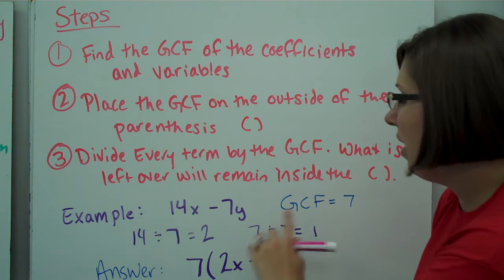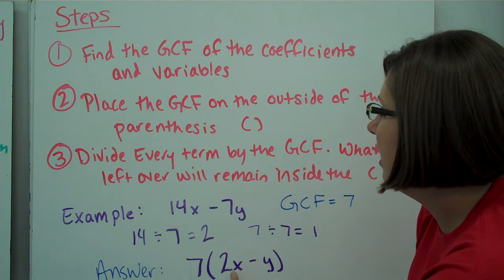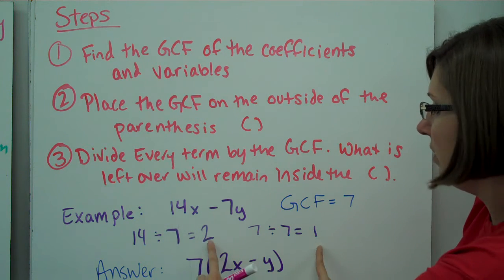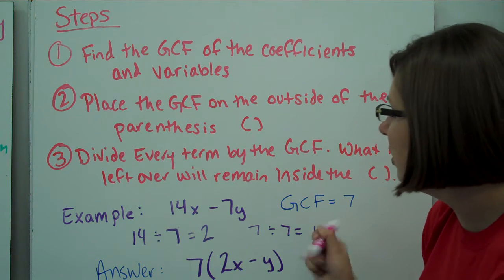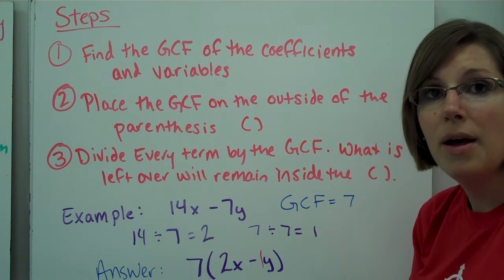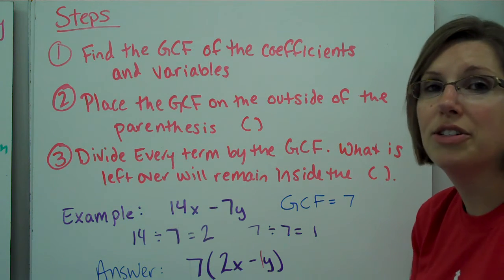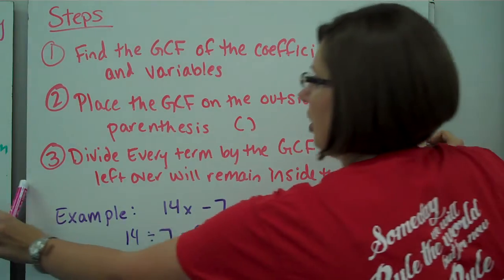So my GCF was 7, so I put it on the outside of my parentheses. And my 2x minus y was what was left over. 2x minus 1y. There's an imaginary 1 in front of this y, but you don't have to put it. It's imaginary. It's already understood that that's 1y. So let's try a couple.